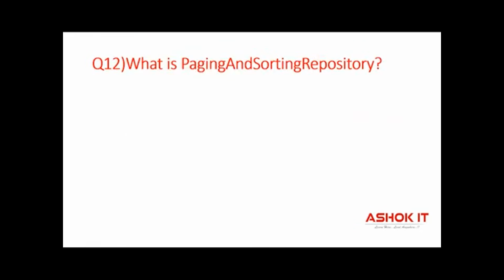Question 12. What is PagingAndSortingRepository? This is a repository given by Spring Data JPA. It is actually for two purposes. One is sorting. You want to select the data and you want to sort the data while selecting, in ascending or descending order. That's one purpose. There is a findAll method which takes a Sort parameter.